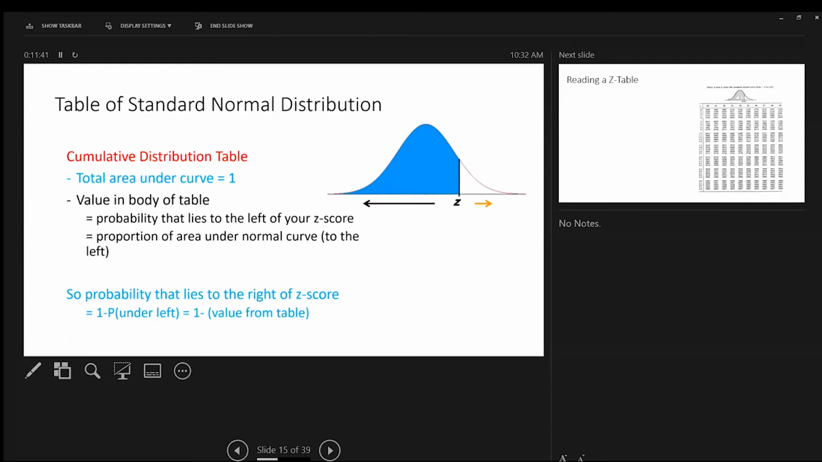Okay. So this is the mean right in the center. That's our mu naught, and it's equal to 0 in a standard normal distribution. And then our standard deviation is sigma naught, and it's always equal to 1 in a standard normal distribution.